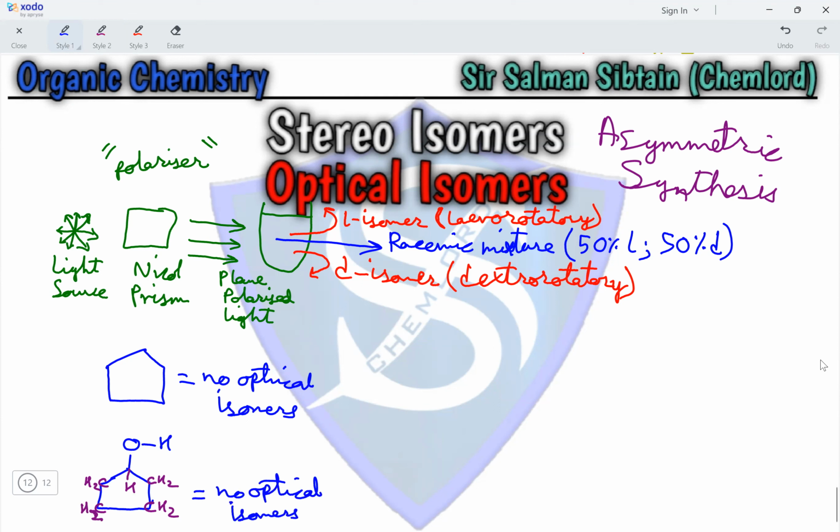However, if we have a similar compound, right, in which we've got 5 carbon atoms, but we also have an OH group attached to one carbon and a Cl attached to the other carbon atom. Here we can see that this is an optically active carbon or a chiral carbon, and this is also an optically active carbon or a chiral carbon. How? This has a hydrogen on one side and an OH on the other. The other has a chlorine on one side and a hydrogen on the other.